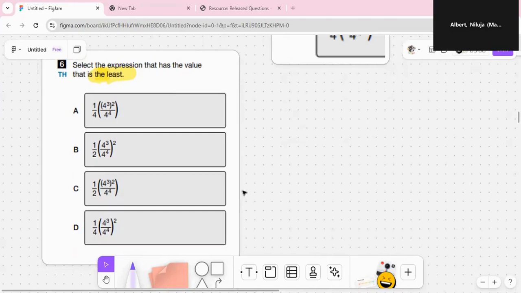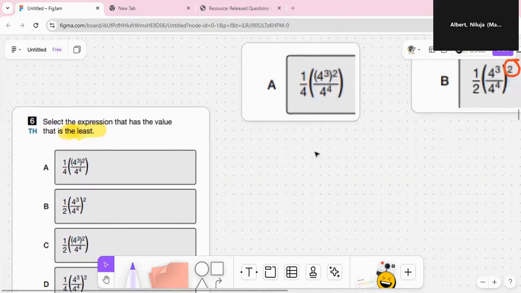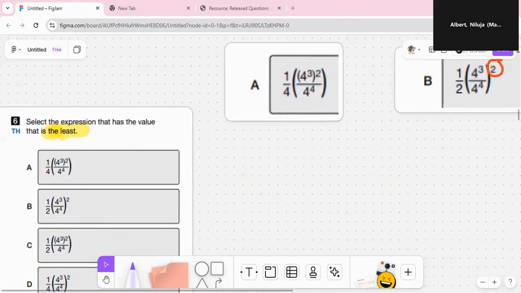The question reads, select the expression that has a value that is the least. So this is an example of a question where we have to apply our power rules or our knowledge of fractions to solve every single option, A, B, C, and D, in order to figure out what is the least value. We're going to start off with A.